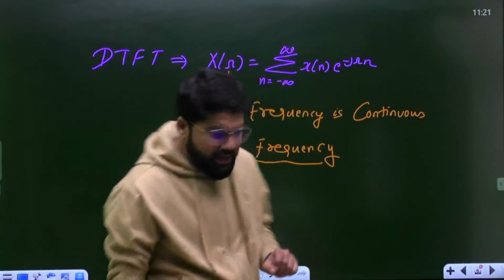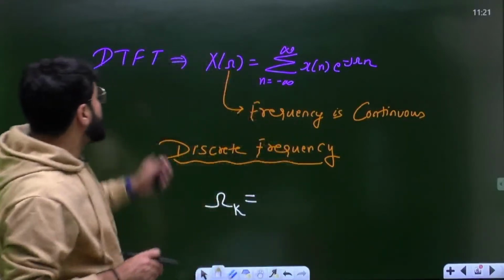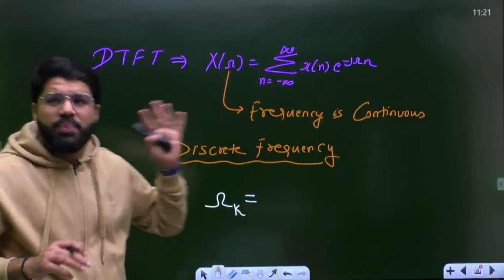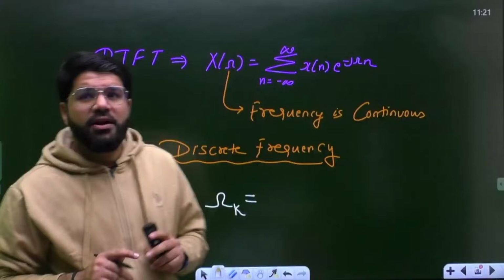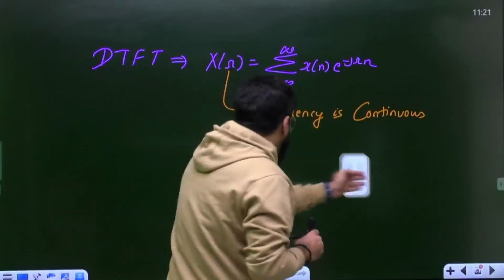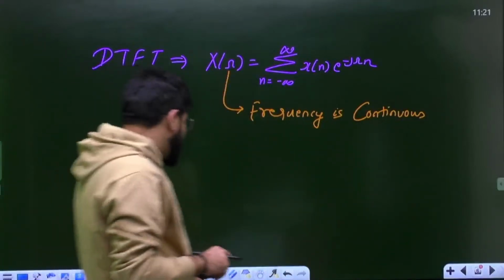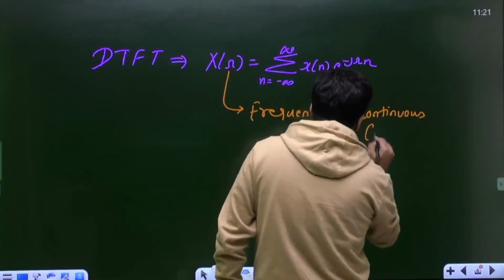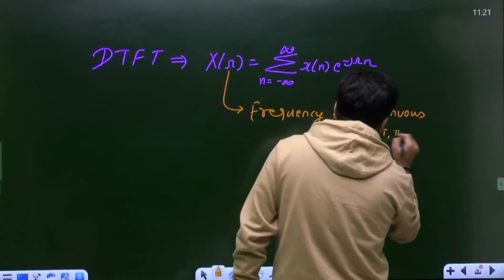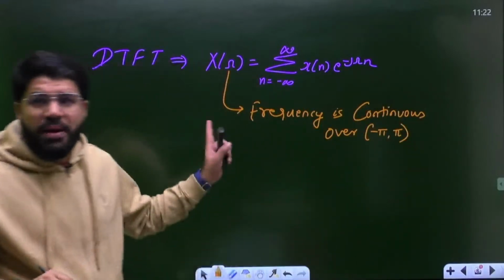So what is the idea now? One more important point is that any DTFT is always a periodic function, having a period of 2 pi. What it means is, since omega is continuous in nature and continuously spread over a period of 2 pi, it can take any value from the interval minus pi to pi.